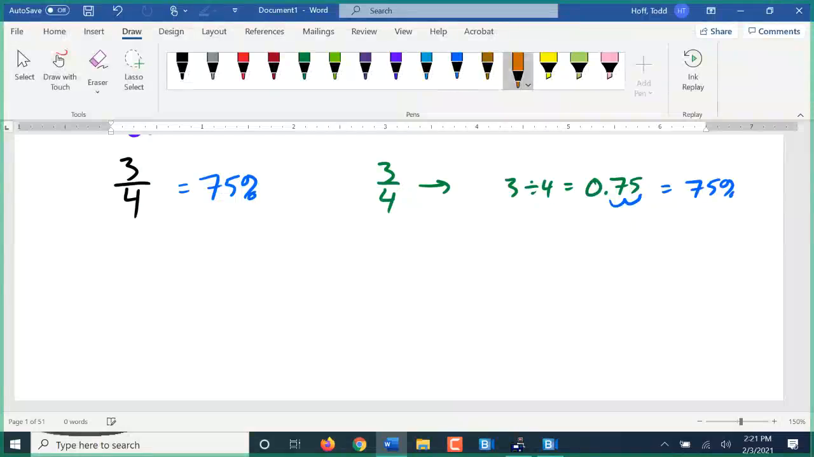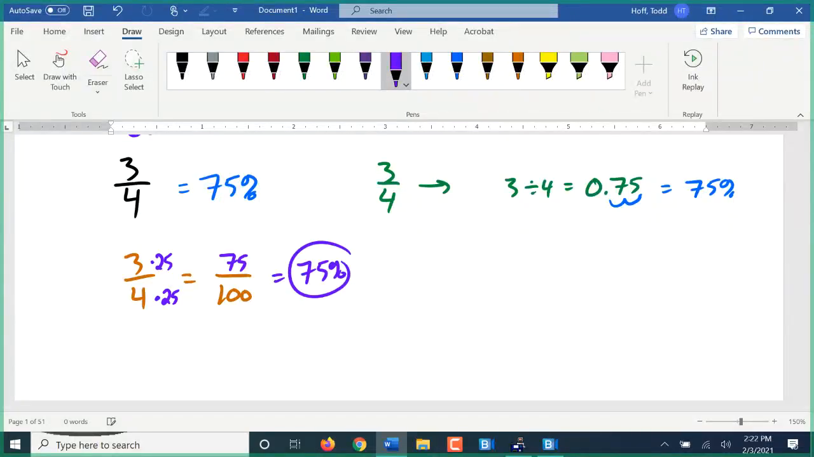But we could also just treat that as a ratio. Remember, it's not truly a fraction, it's a ratio. That's 3 out of 4. Well, how many would that be out of 100? Because a percent is out of 100. Now here it's pretty simple. We can see that 4 has to be multiplied by 25. So 3 times 25 is 75. So 75 out of 100, otherwise known as 75%. Not all of them are quite that simple.